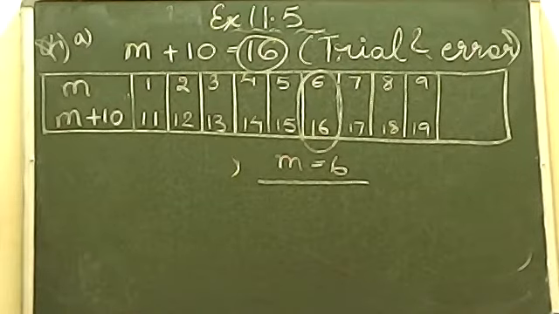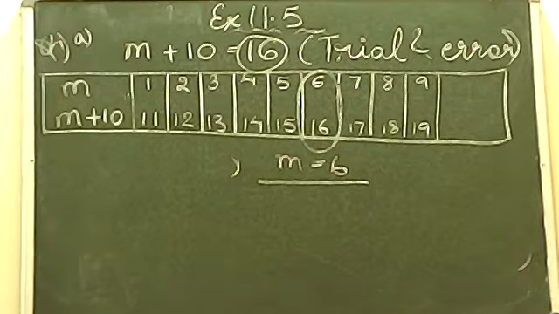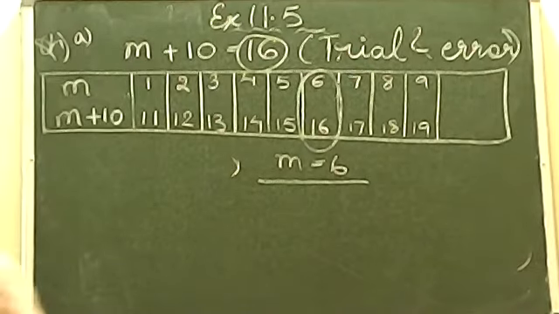Right now, I am giving you 2 minutes. Use your time and do question number B and D in your book only. Question number B and question number D, do it in the book only.